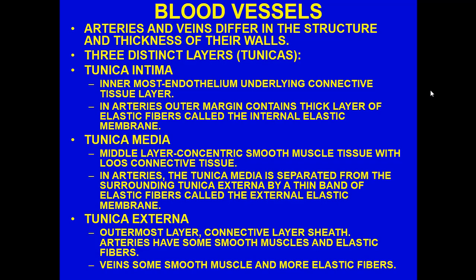The tunica externa is the outermost layer. It is mostly a connective tissue sheath. Arteries have some smooth muscle and elastic fibers even there. Veins contain some smooth muscle and more elastic fibers. That's the major difference. Arteries have a much greater amount of smooth muscle in the media so that they can adjust the flow of blood. The veins have many more elastic fibers because of their need to be the blood reservoir, which we'll get into later.